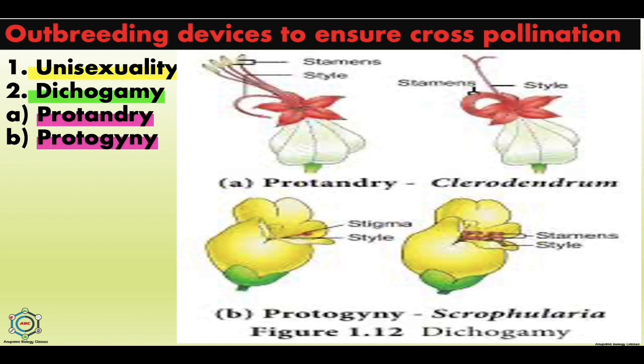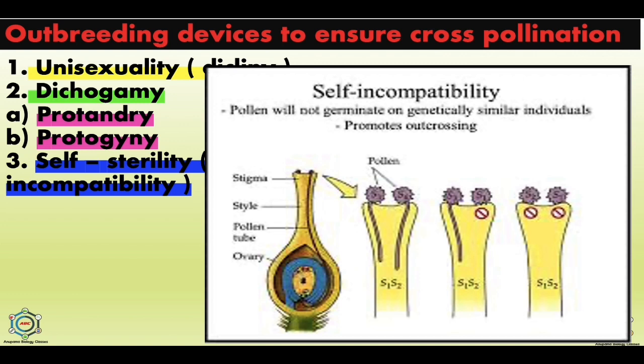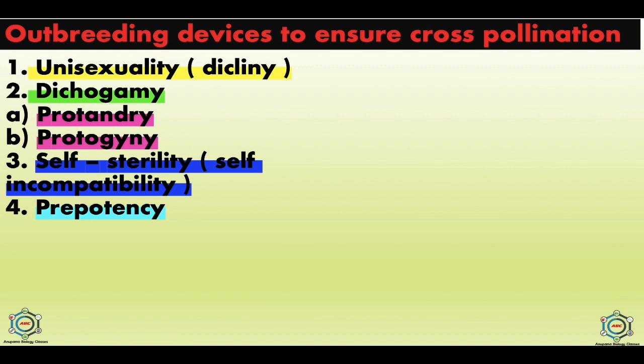Now, the self-sterility or self-incompatibility. Here, the pollen grains of a flower are incapable of germinating on the stigma of the same flower due to the presence of similar self-sterile genes. And the examples are like potato, tobacco, crucifers, etc. Next is prepotency. Pollen grains of a different flower germinate more rapidly over the stigma than the pollen grains of the same flower. So, it shows prepotency. And the examples are apple, grapes, etc.